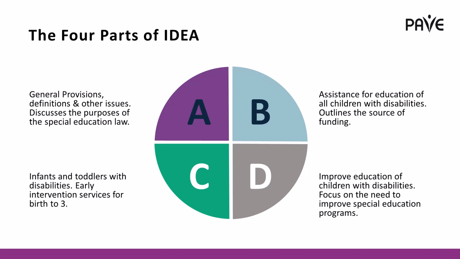There are 4 parts to IDEA. Part A discusses the purpose of the special education law. Part B outlines the source of funding, state plans, evaluations, eligibility, due process, discipline, and other areas relating to direct services. Part C covers early intervention services for children, infants and toddlers aged 0, meaning at birth, to age 3. And then Part D focuses on the need to improve special education programs.